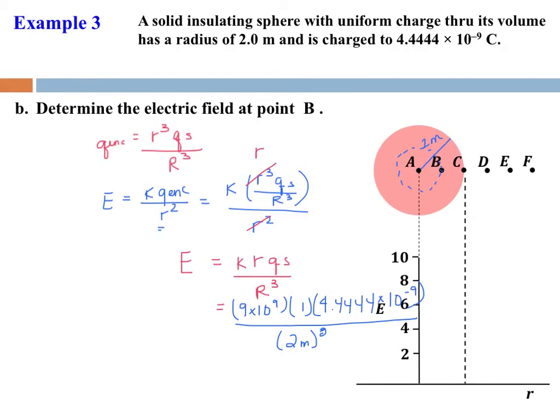And make sure that you keep it. Here you're going to get a value for the electric field of 5 Newton per Coulomb. Okay. Again, we saw that we had 0 at the center. Now at point B, we're going to have 5 Newton per Coulomb.